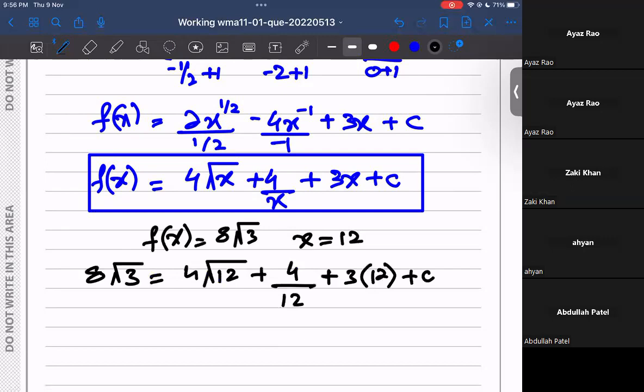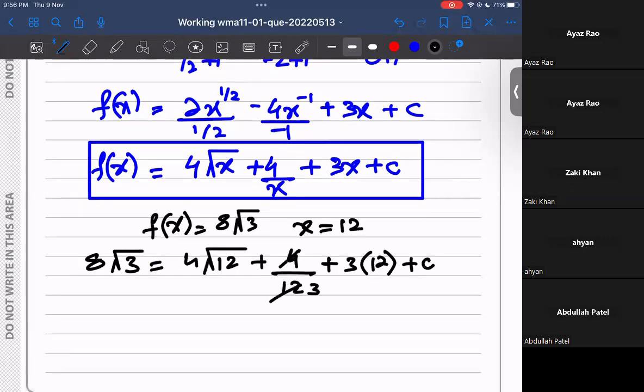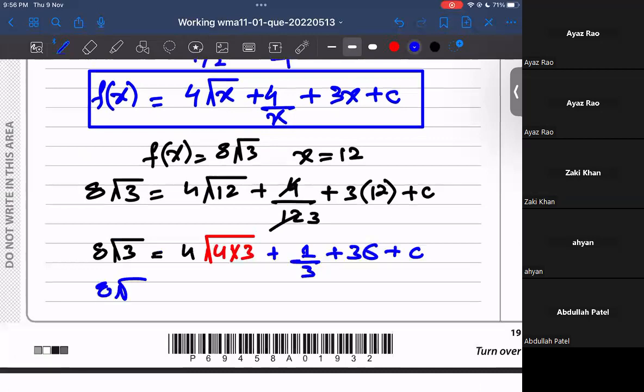Now look here, 4 1s are 4, 3s are 12. What is 4 root 12? Here I wrote 12 as 4 into 3. This has become 1/3. 12 3s are 36 plus c. 4/3 is going to be 2/3. 1/3 plus 36, it is going to be 3 times 36 is 108 upon 3.